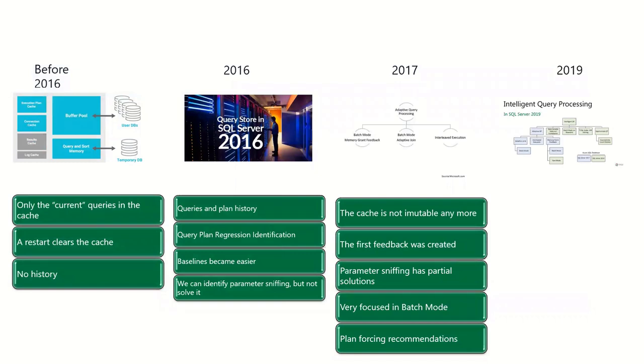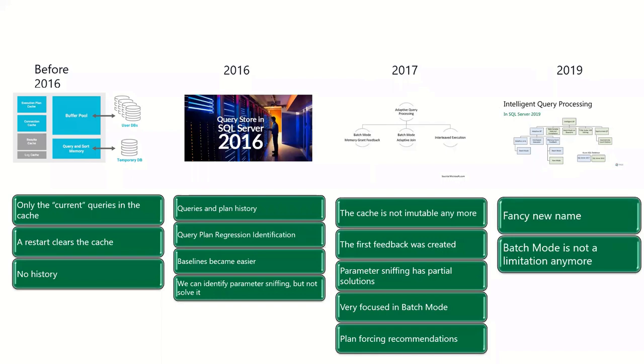Then came SQL Server 2019. The features for the intelligent query processing became way bigger. The amount of features that intelligent query processing had were way bigger. In fact, SQL Server 2019 was the first time that you heard about intelligent query processing. Before, it was the adaptive query processing. But SQL Server 2019 got so many features that they changed the name, because the original name was not meaningful at that time. So we got a fancy new name, Intelligent Query Processing, in 2019.